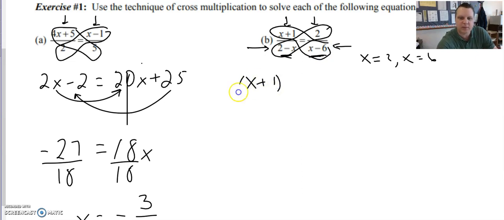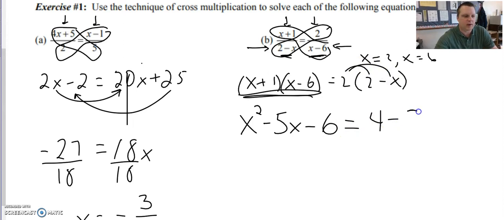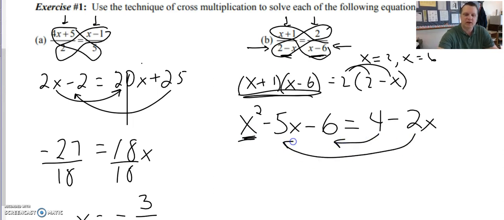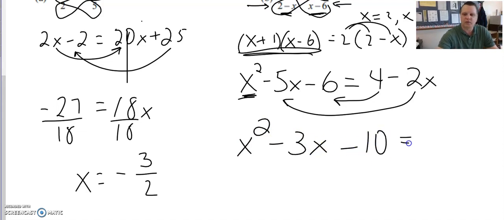I'll show you this step because now this is your box for these two, or you're double distributing. And when you double distribute or use the box, you get x squared minus 5x minus 6. And then when you distribute the 2, you get 4 minus 2x. Now, since you have an x squared, you have to keep that x squared positive and bring everything over to the same side as the x squared. So we have x squared minus 3x minus 10 equals 0.